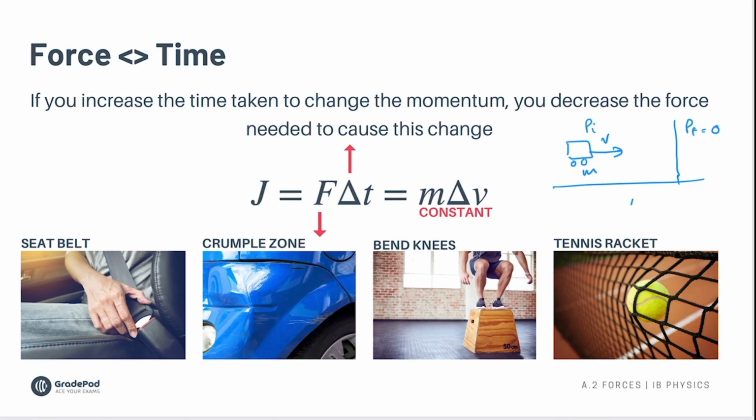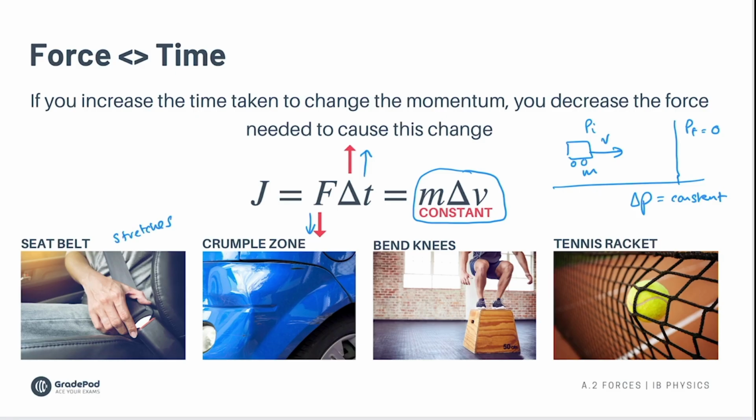There's a change in momentum there. That change in momentum is constant because it starts off with a constant mass and a constant velocity, and it ends up with quantities that aren't changed either. The change in momentum, this value here, is constant. What that means is if you can increase the time taken for any collision, then you must be able to decrease the force that is applied during that collision. And all of these situations here represent that concept of impulse. A seatbelt. What a seatbelt does is it stretches.